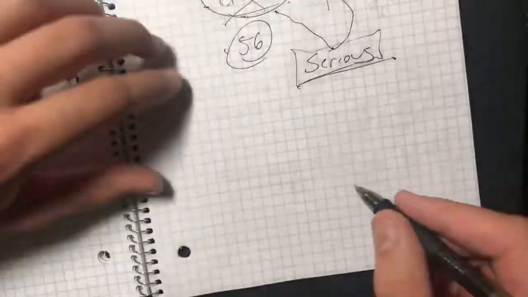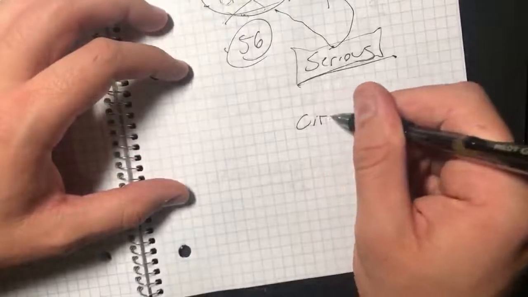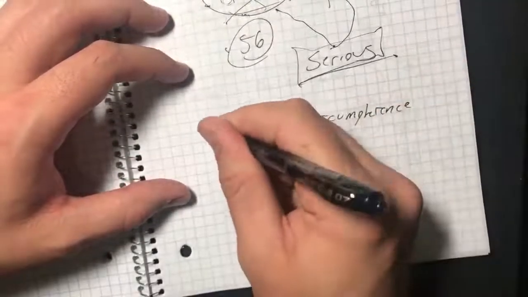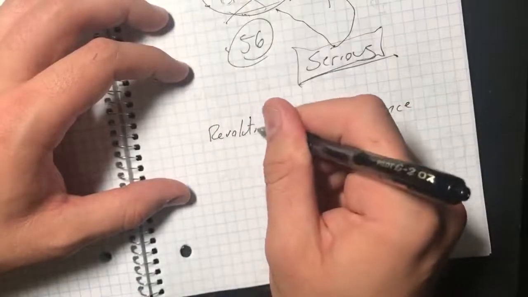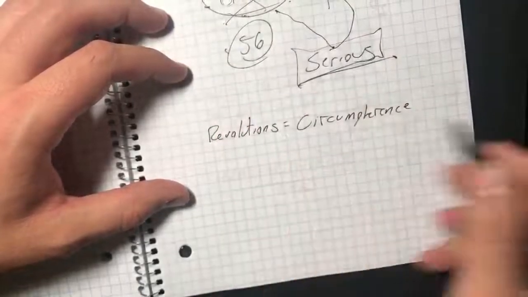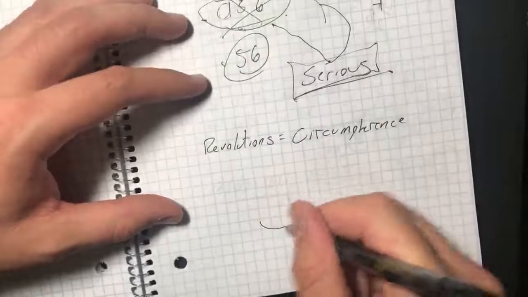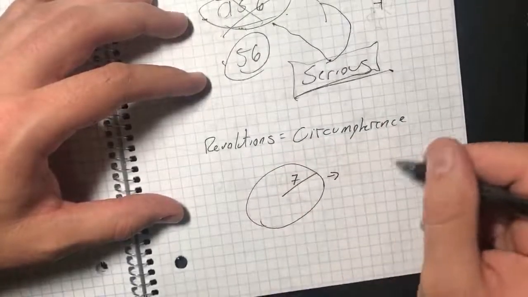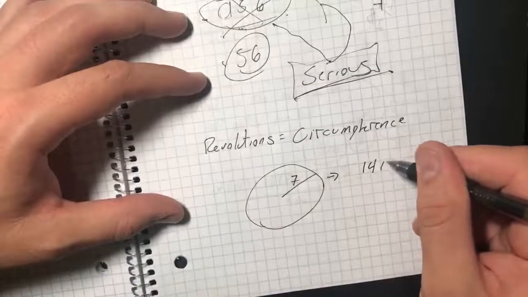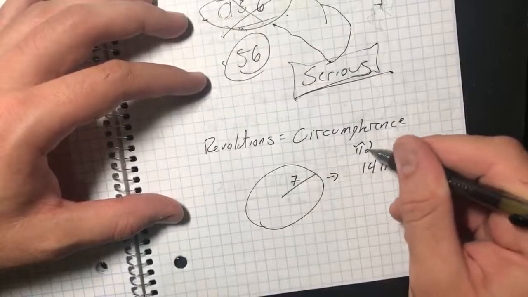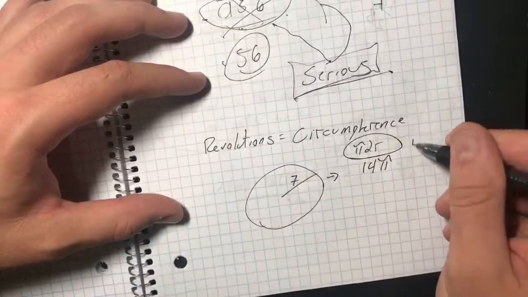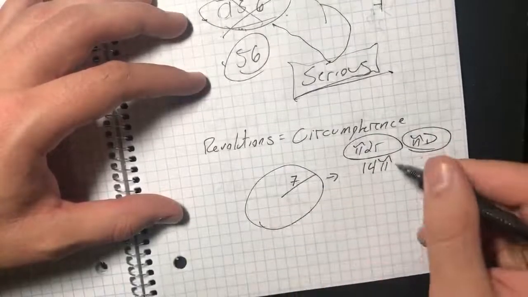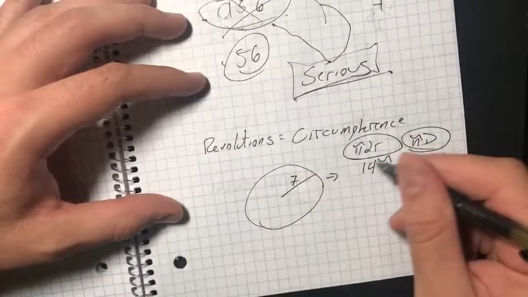So with revolutions, basically what they mean is circumference. Revolutions are circumference. Because if I have a circle and it has a radius of 7, that means it's going to have a circumference of 14 pi, because it is 2 pi r, that's the circumference, or pi d, right? Which is the diameter, which is 2 of these radiuses. So that means every time the wheel turns, it goes this far.